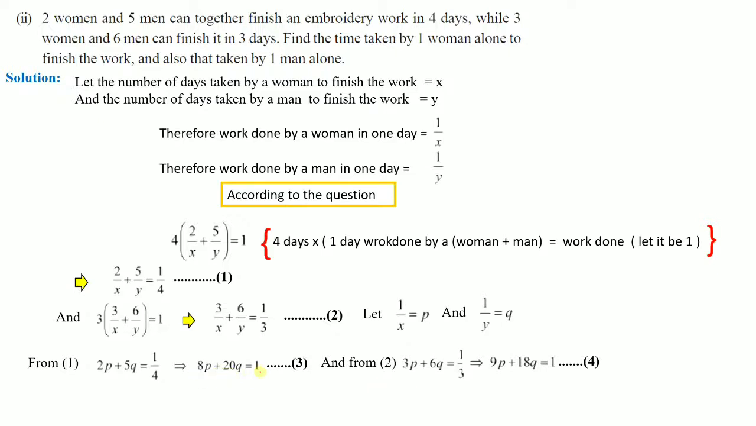8p plus 20q is equal to 1 and 9p plus 18q is equal to 1. So solving 3 and 4 by the cross multiplication method, we have two equations: 8p plus 20q minus 1 is equal to 0 and 9p plus 18q minus 1 is equal to 0. As you know, this is the must condition for cross multiplication, that everything has to be taken to the left hand side and the right hand side will be 0 only. So that's why we did it.